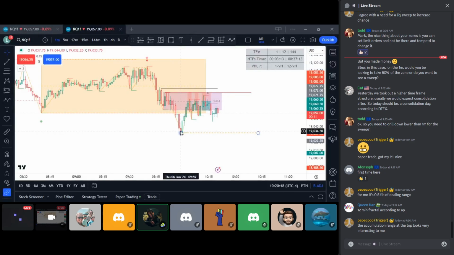Accumulation range at the top looks interesting. Yep. Oh yeah, I love accumulation ranges. That's the box.